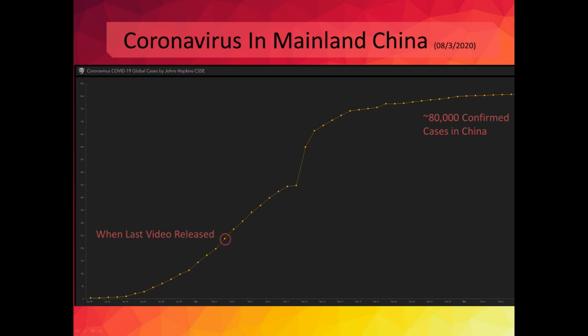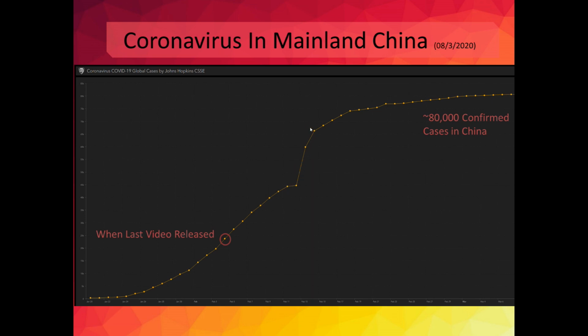This is mainland China. How many confirmed cases are there? I have circled here where the last video was released. That red circle is basically when we released the last video, and then after that you can see it continued to rise, but essentially at a linear rate. And it looked like it was slowing down. Then they announced a huge amount of more new cases.